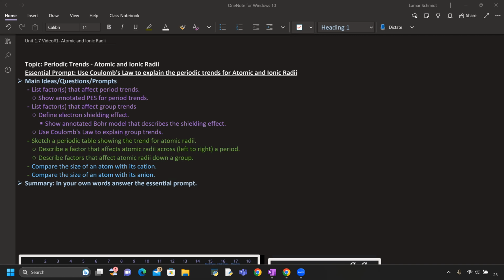In order to answer our essential prompt in the summary, we're going to look at some main ideas, questions, and prompts that you should implement in your summary statement. So the first part says to list factors that affect periodic trends.